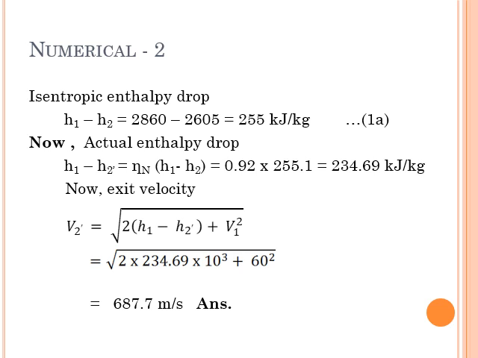So V2 dash is equal to square root of 2 (H1 minus H2 dash) plus V1 square. Substituting the values, we get square root of 2 into 234.69 into 10 raised to the power 3 plus 60 square. So it comes out to be 687.7 meter per second, and that gives our answer.